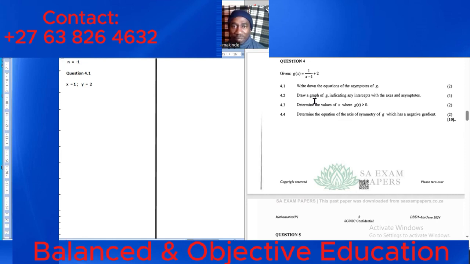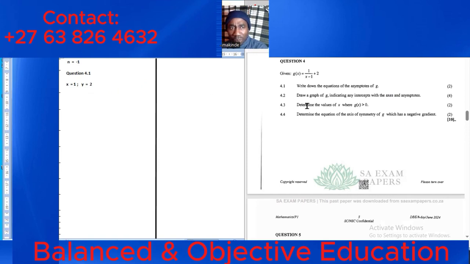So we can calculate the first asymptote, the x asymptote. The x asymptote will be calculated by setting the denominator here, which is x minus 1, to 0. So if we have x minus 1 equal to 0, it means x will be equal to 1. For the y asymptote, or the horizontal asymptote, it will simply be this value here, plus 2. So we maintain the sign. So the equation of the asymptote will be x equals 1 and y equals 2. So that gives you the full 2 marks there.